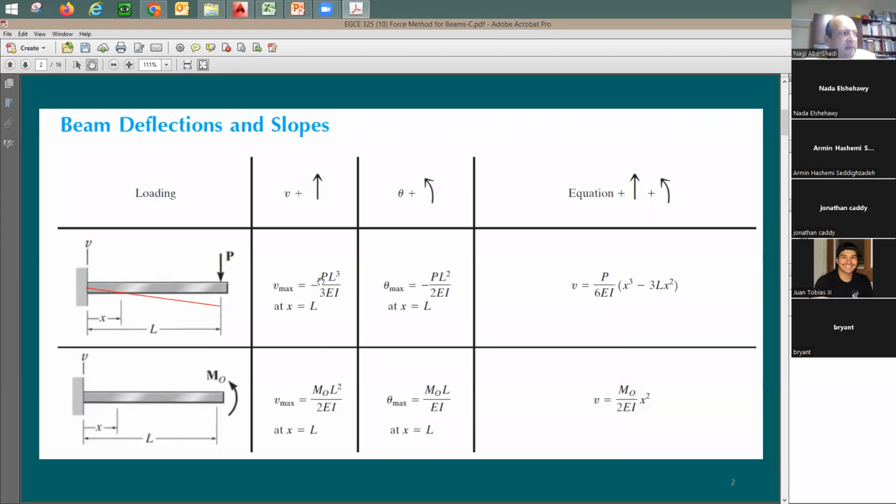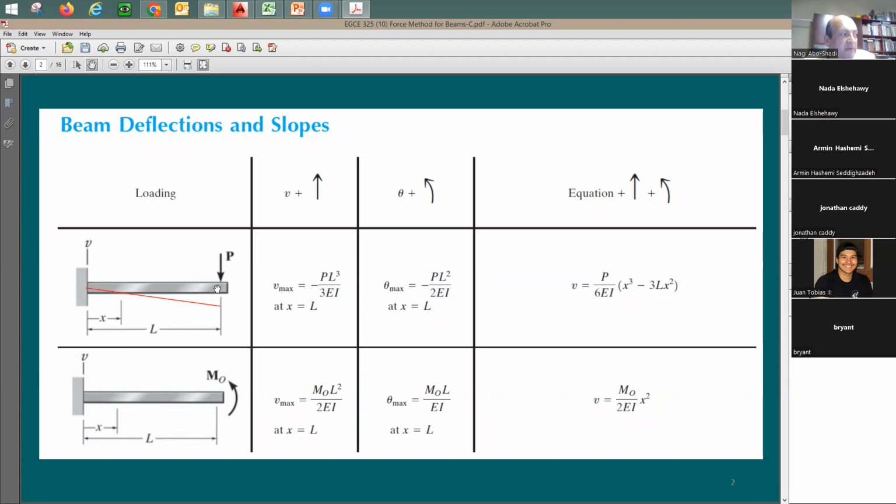How about the rotation? The rotation at this point is going to be in the other direction. This direction is positive rotation, and this direction is negative rotation. It's going to be negative PL squared divided by 2EI, and it happens at the end of the cantilever.